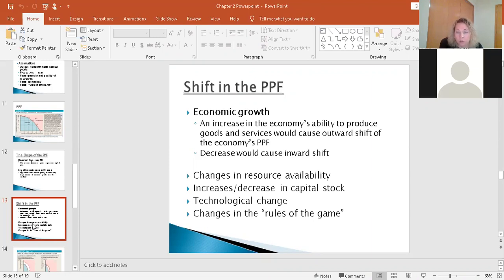The first is a change in resource availability. Have you run out of resources? You might see a decrease in your PPF. Have you discovered new resource availability?